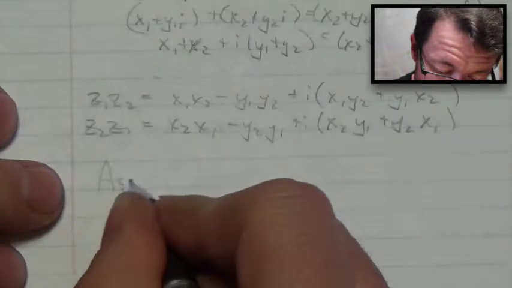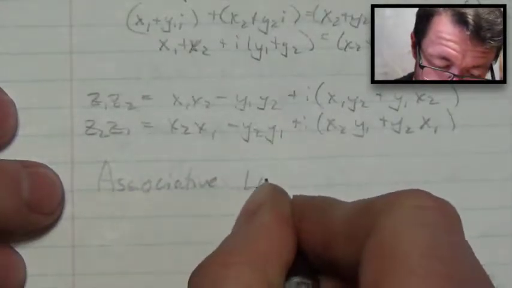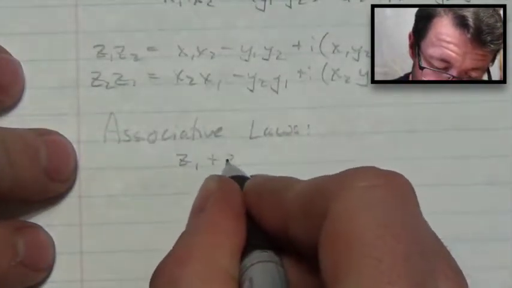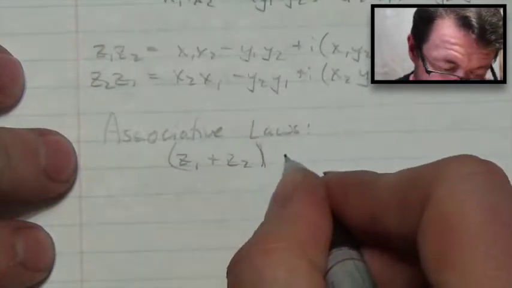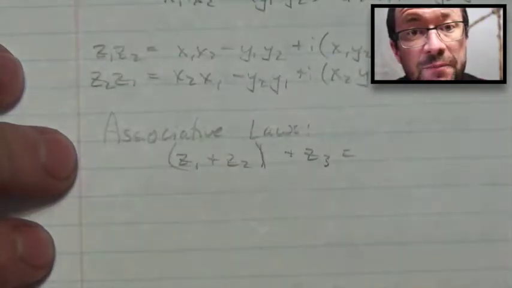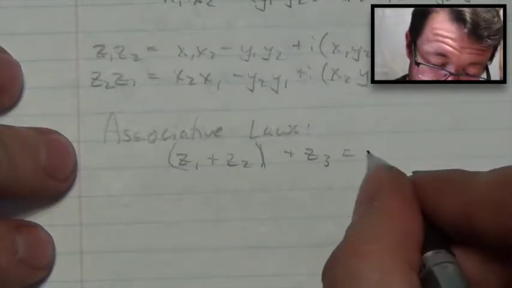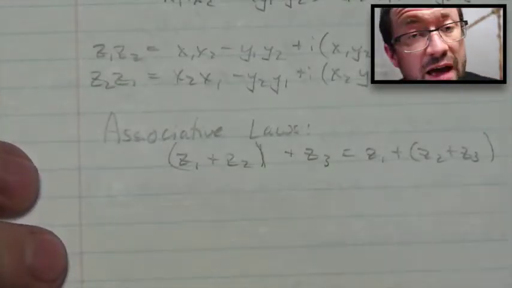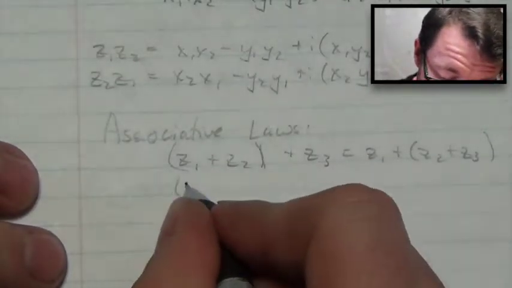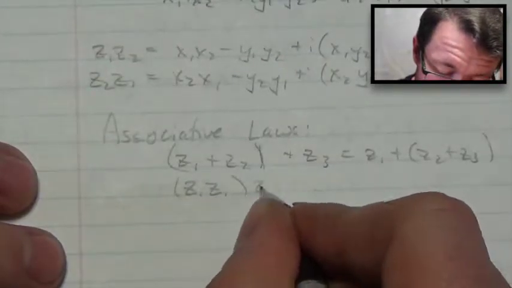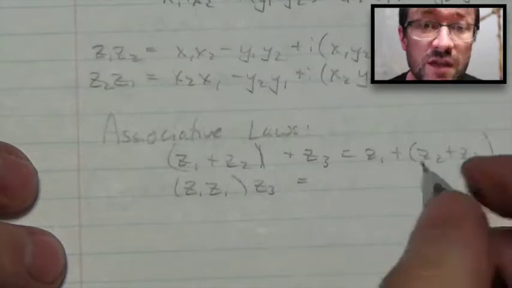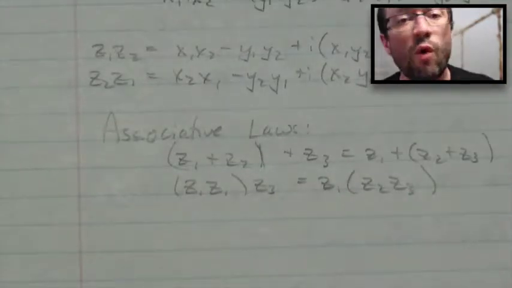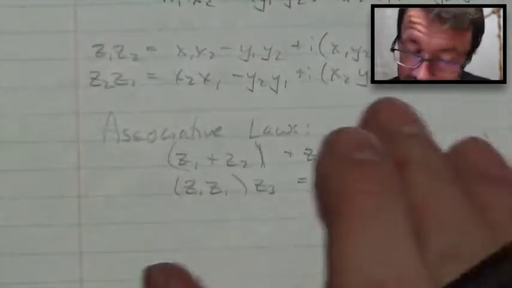For example, the associative laws, meaning that if you've got, for example, Z1 plus Z2 in parentheses, and we add Z3 to that, the result is going to be identical to adding Z2 and Z3 first and then adding Z1 afterwards. Just like if we do multiplication, Z1 multiplied by Z2, then multiplied by Z3, will give you the exact same result as multiplying Z1 by Z2 multiplied by Z3. The way you associate them doesn't matter.